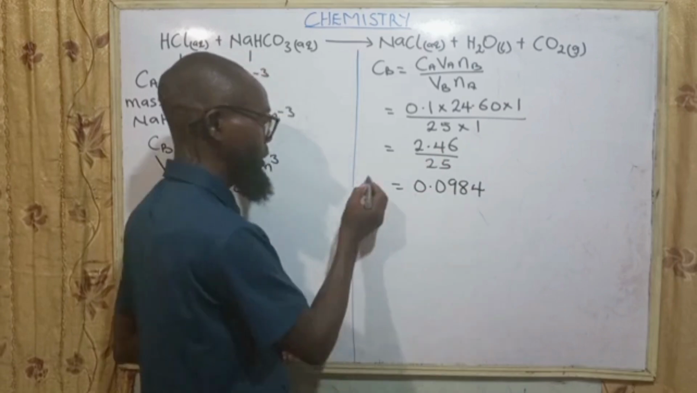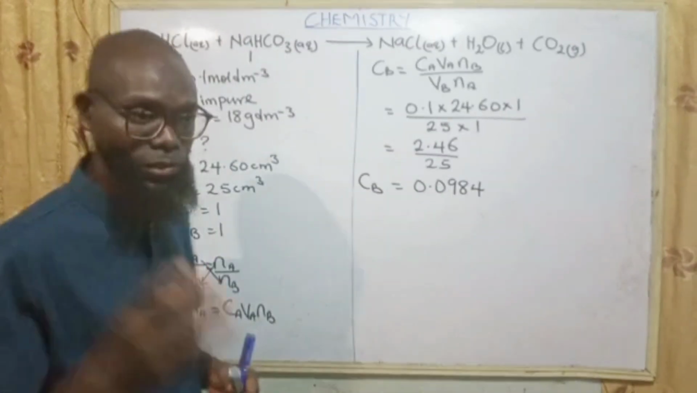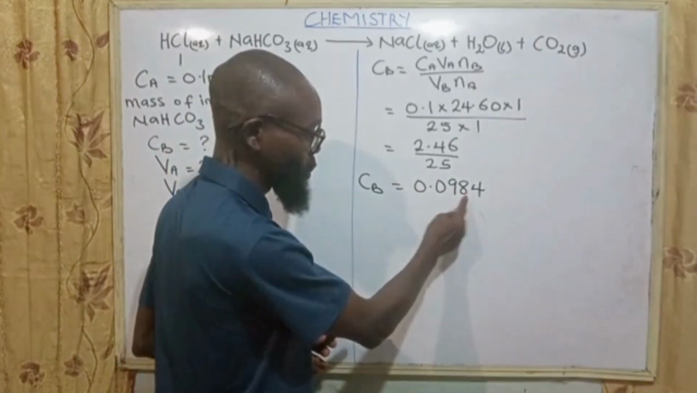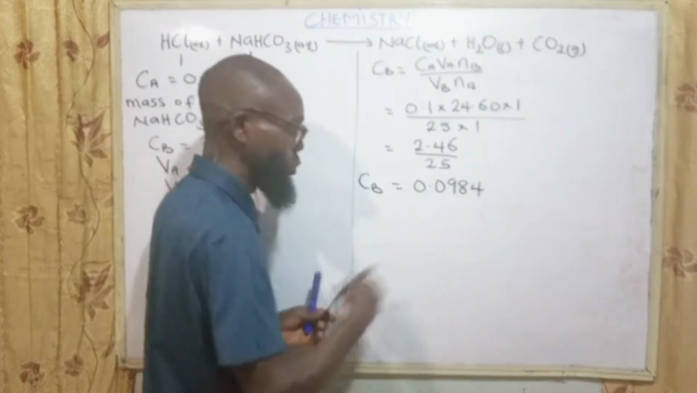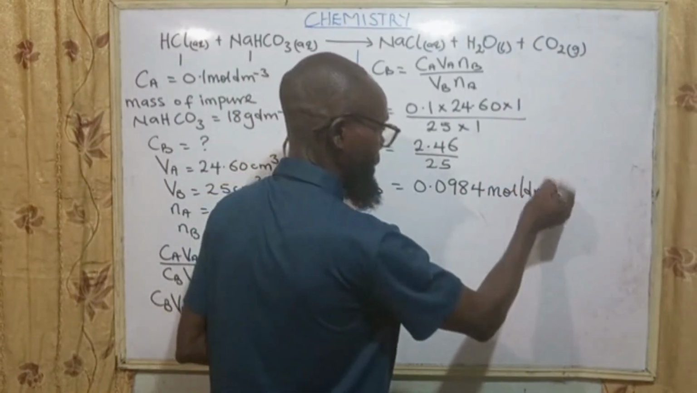0.0984. Now, concentration of the base. And our answer must be to 3 significant figures. So these zeros are non-significant, so we count 1, 2, 3. So it's complete 3 already. So the unit is mole per dm cube.